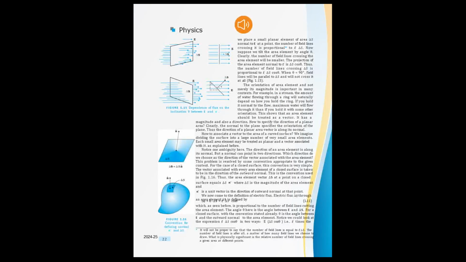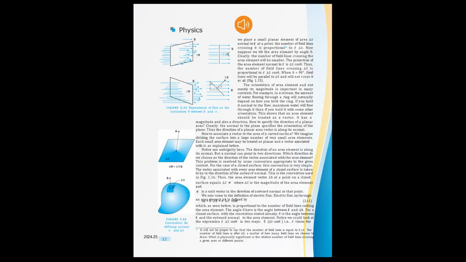This means that we place a small planar element of area delta S normal to E at a point. The number of field lines crossing it is proportional to E delta S. Now suppose we tilt the area element by angle theta. Clearly, the number of field lines crossing the area element will be smaller.